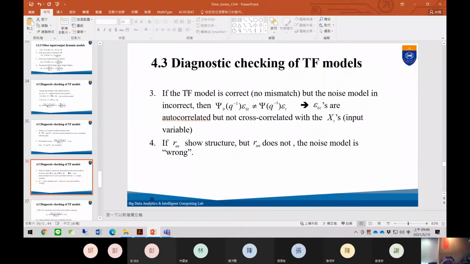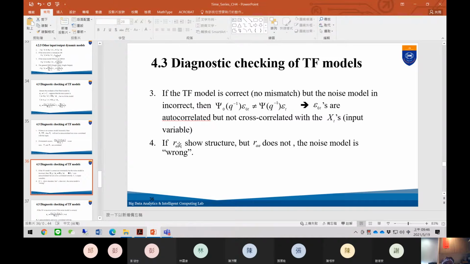So remember, very important, the transfer function is correct. We choose the right transfer function, but the noise model is not right. Then the residual is going to be autocorrelated but not cross-correlated. Okay, then this is rule number 3. Rule number 4: if this is R, the cross correlation shows structure.